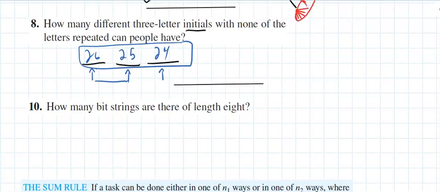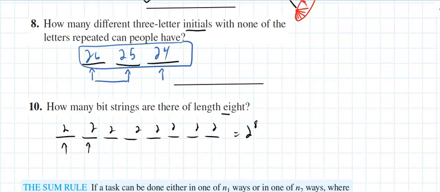How many bit strings are there of length 8? Well, 1, 2, 3, 4, 5, 6, 7, 8. For the first, I have 2 choices. Another 2, another 2, all the way. So that's really 2 to the 8, which is 256 bit strings.